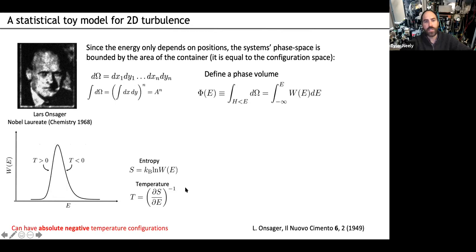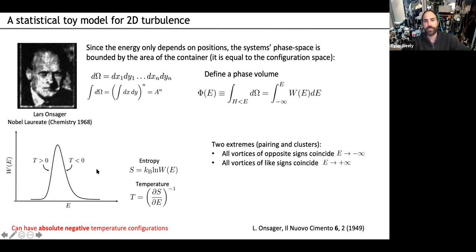This is this concept of negative temperatures that comes out of Onsager's model, in that entropy, being the log of the density of states, has a negative slope above some critical value of the energy. And there's two extremes here. One of those is that at the lowest energy configuration, you have opposite vortices coinciding. And then the highest energy configuration is actually like vortices coinciding. And so this is the sense that the high energy states of this 2D point vortex gas correspond to clusters of like-sign vortices.